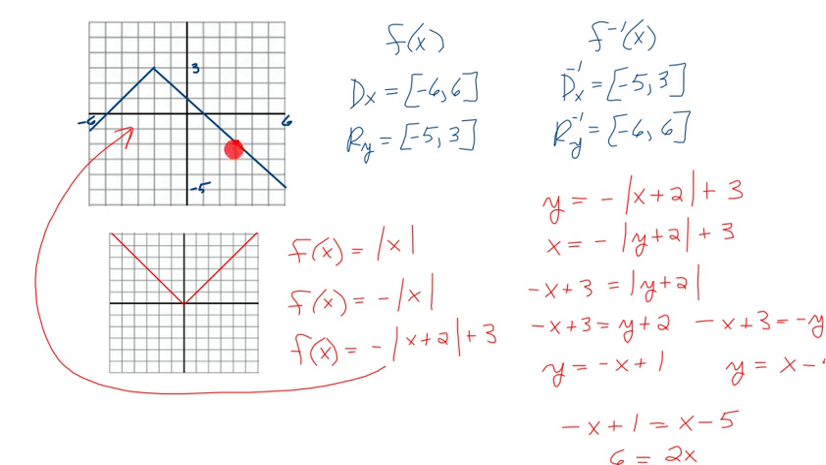So it's probably going to go in that direction and in that direction. In fact, it probably goes from here all the way to 6, and from here all the way to negative 6 vertically. And horizontally, we can see here, it's going to go from negative 5 to 3.